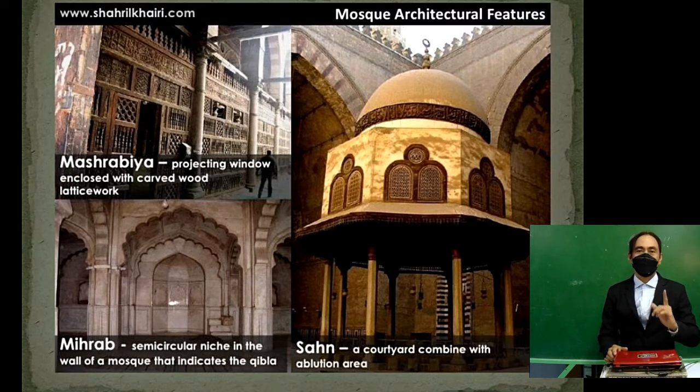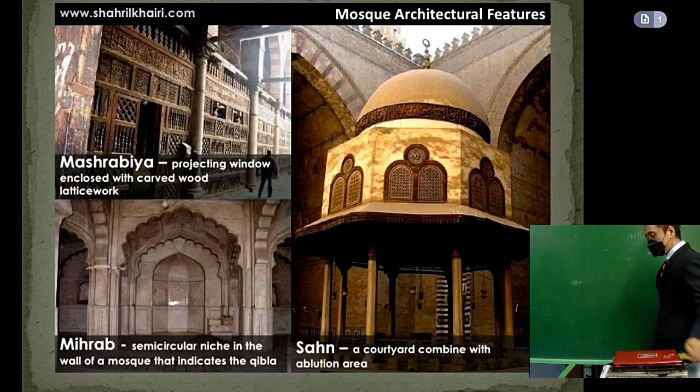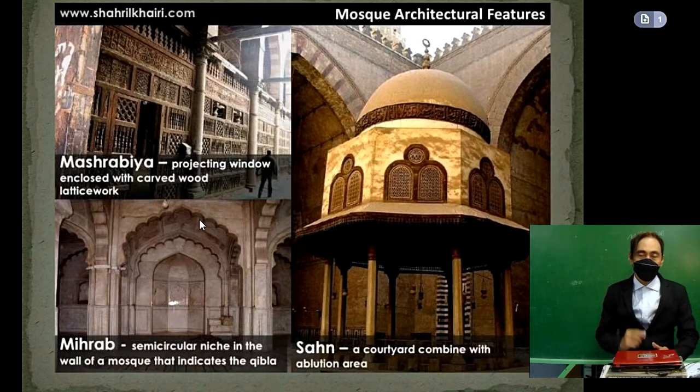Now let's go to the mosque architectural features. The mashrabiya, a projecting window enclosed with carved wood or lattice works. Right here at the top, a very intricate lattice work carved from wood. The mihrab, right here. Do you notice, guys, these decorative openings? This is called stalactites design, influenced by the stalactites of the caves.